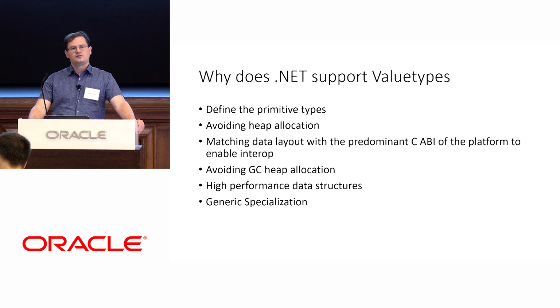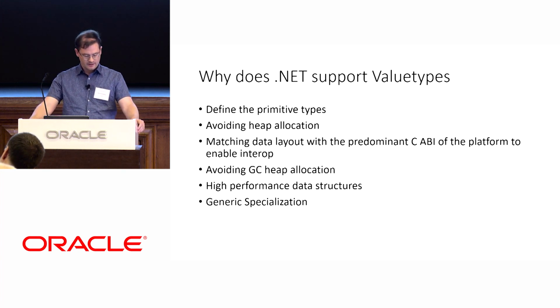Which leads to another point of not just avoiding heap allocation, but we can avoid GC heap allocation instead. It's possible to use heap memory that isn't GC heap memory. Call something like malloc or free to work with your memory if you have some reason not to want to get involved with garbage collection time and that sort of thing.